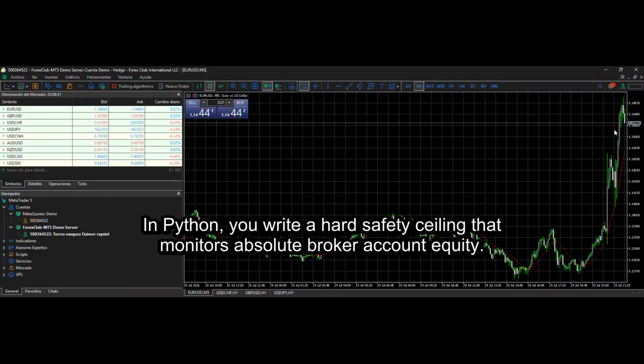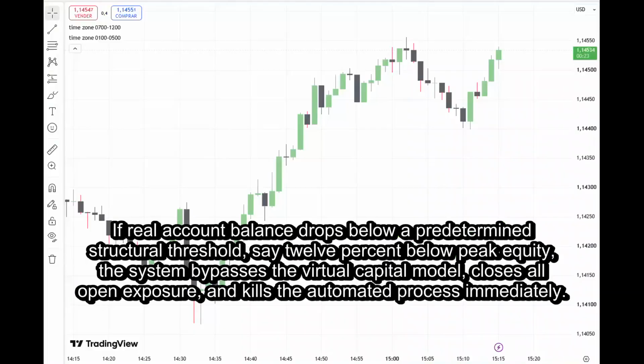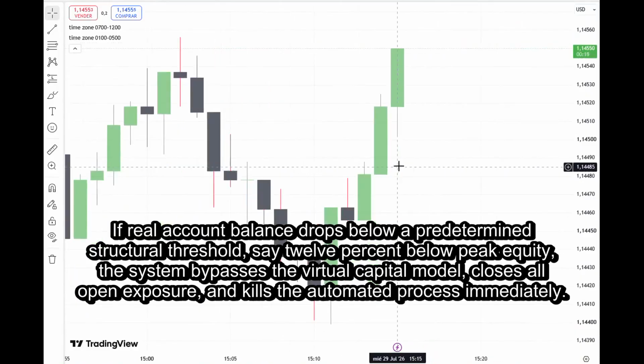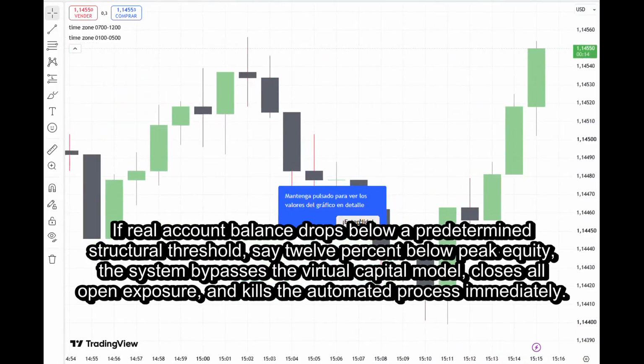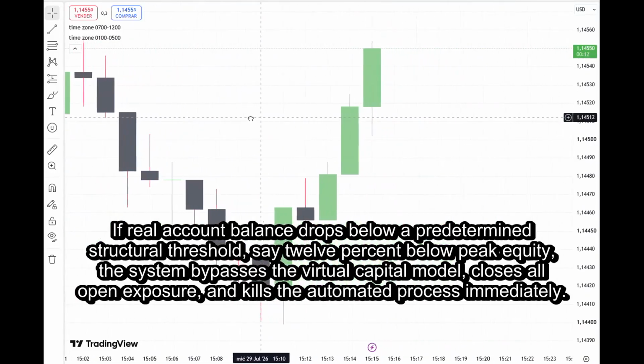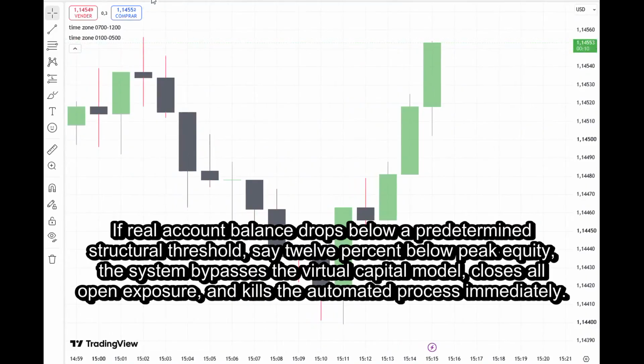In Python, you write a hard safety ceiling that monitors absolute broker account equity. If real account balance drops below a predetermined structural threshold, say 12% below peak equity, the system bypasses the virtual capital model, closes all open exposure, and kills the automated process immediately.